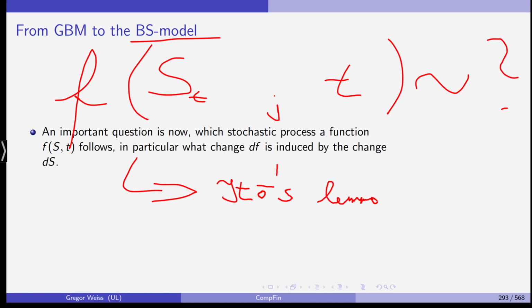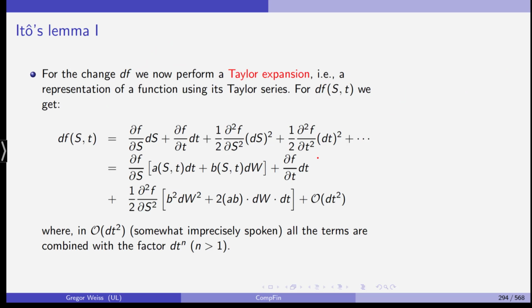So we get Ito's lemma, and we are looking at the change df of a function in s, which is a stochastic process, and in time t. We are performing a Taylor expansion. That is, we represent the function using its Taylor series. For df, we get the change in the function in the stochastic process is given by, you can do this at home, this is the Taylor expansion.